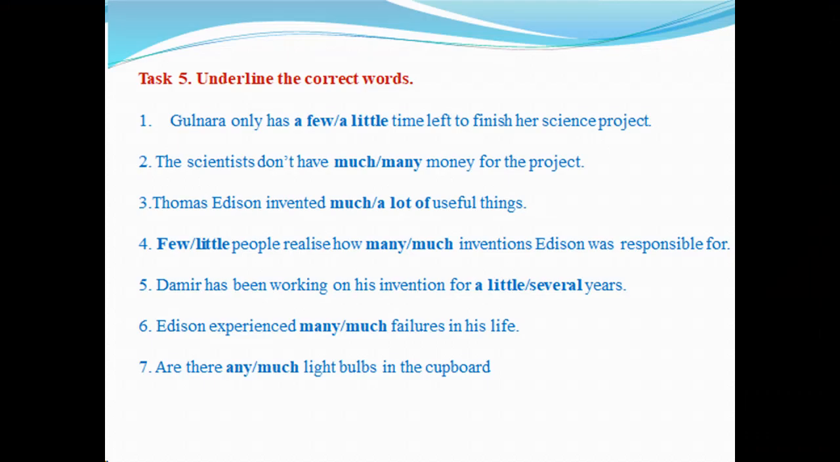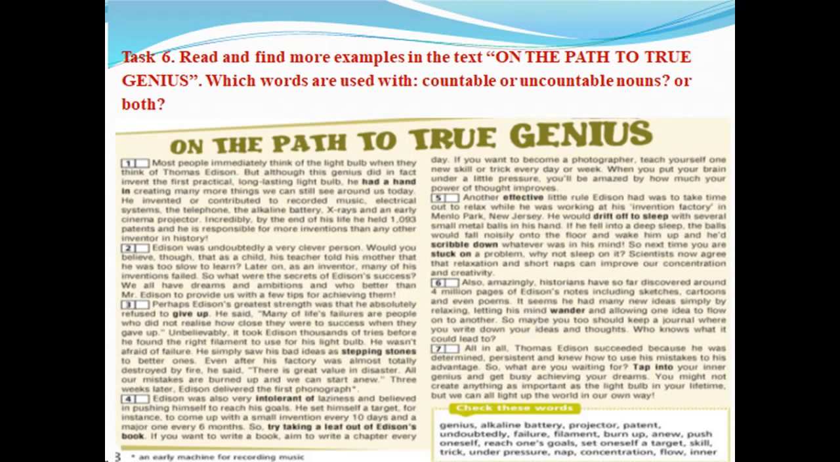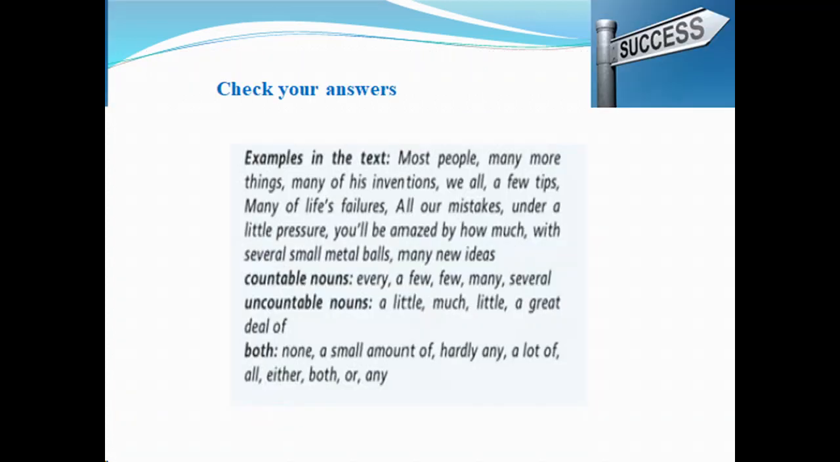Task number 5. You should underline the correct words. Check your answers. Task number 6. You should read and find more examples in the text on the path to true genius. Which words are used with countable or uncountable nouns, or both? Check your answers.